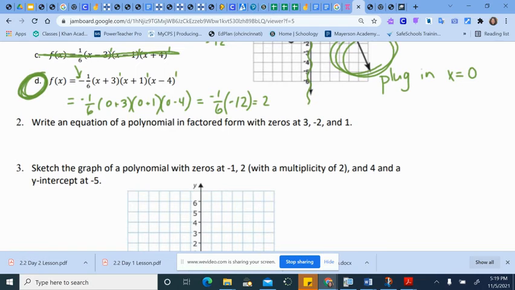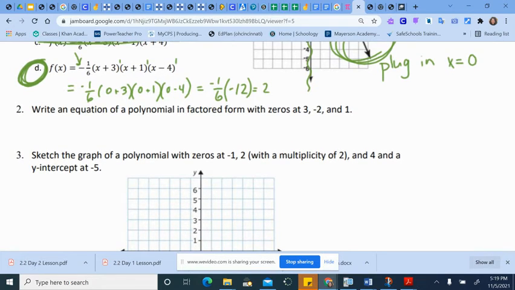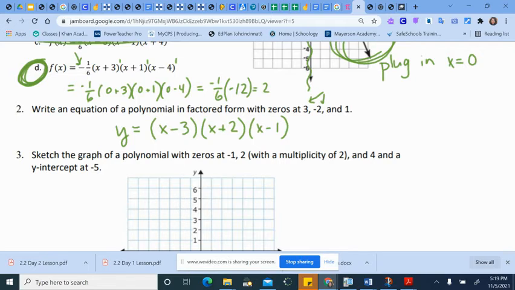All right, number 2. Write an equation of a polynomial in factored form with zeros at 3, -2, and 1. Well, if it's factored form, it's going to be pretty quick. Now, I could do a whole bunch of different versions. It could be x minus 3, x plus 2, and x minus 1. We just subtract each of these from x. They didn't tell me what kind of zeros these are, so that's a perfectly good answer.